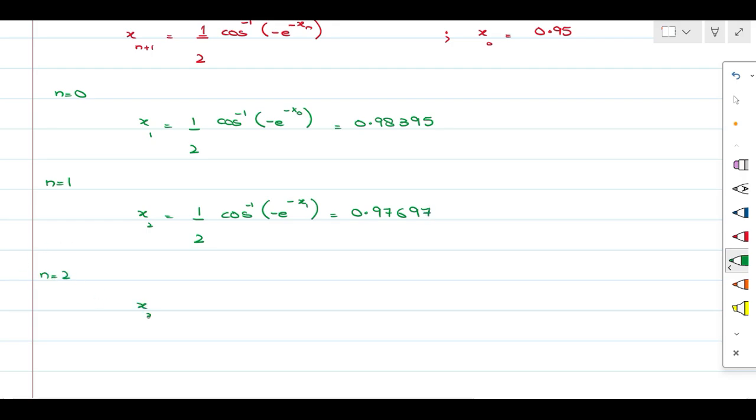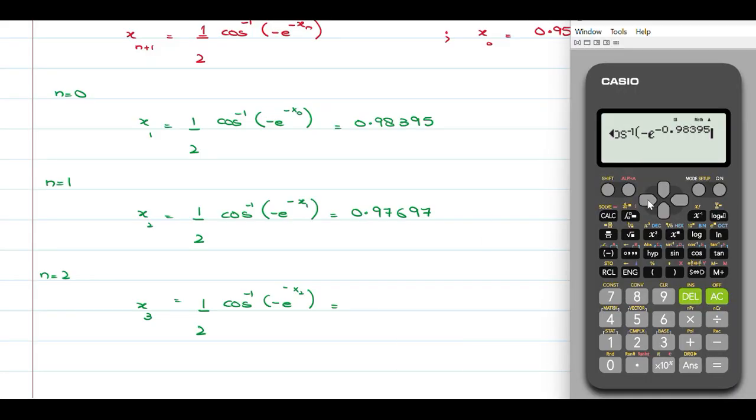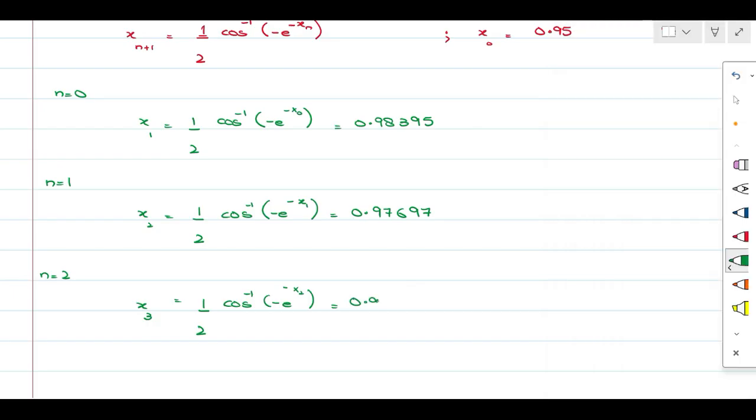The next iteration we will get x3, 2 plus 1, 3, which is 1 by 2 cos inverse of negative e power negative x2, yes. So this is 0.97697, 5 decimal places. This is 7. The next digit is 8, so you have to add 1 to 7, round up. So this is 0.97838.